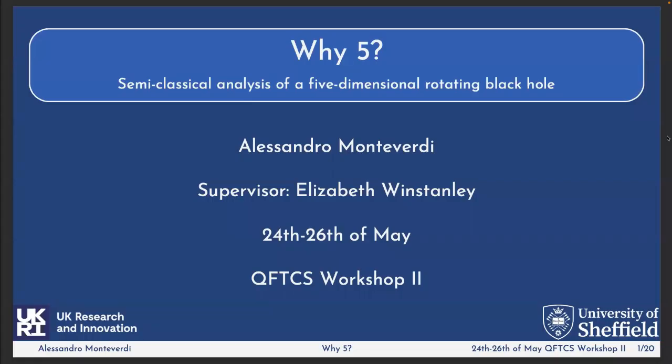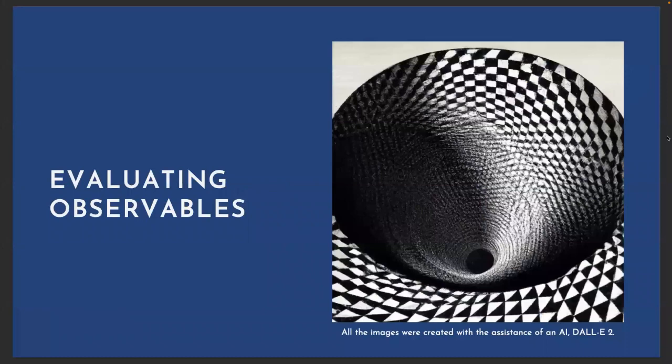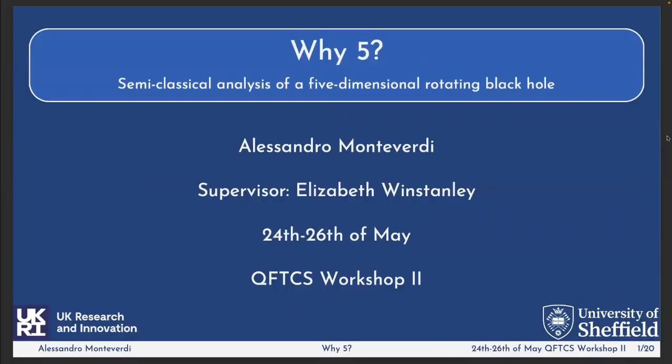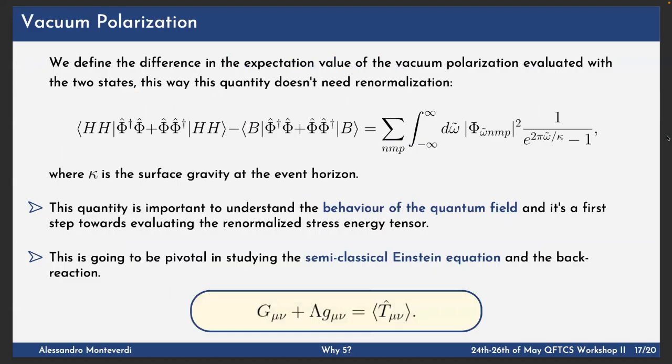What do we do with this? We want to evaluate observables. So we actually want to take the expectation value of something. We built the states, but we want to evaluate something, right? The first thing that we could evaluate, the easiest one we can do, is the vacuum polarization, where we are using a trick that was already introduced before, in which we define the difference between expectation values of vacuum polarization. So we define the vacuum polarization for the Hartle-Hawking state minus the one for the Boulware state. And what we obtain is a quantity that doesn't need renormalization.